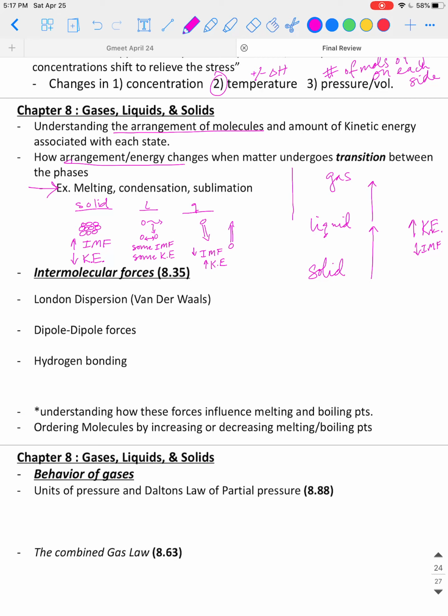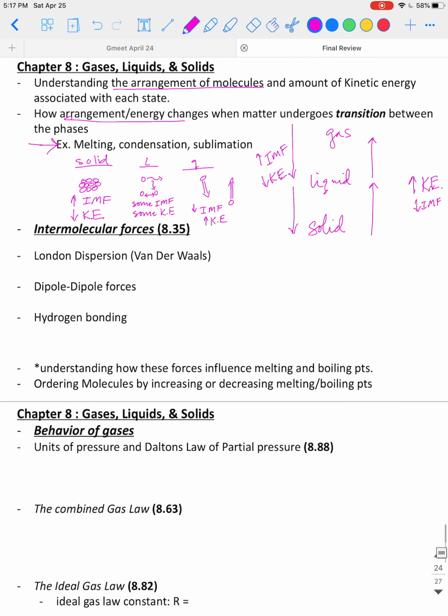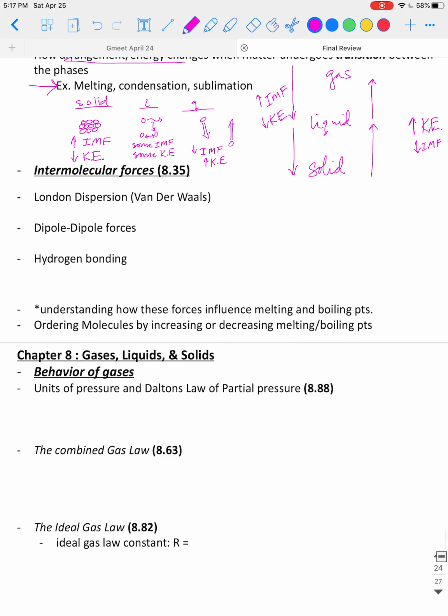So things like melting, things like evaporation. But as you go down from a gas to a liquid or a liquid to a solid, so condensation, freezing, you increase the amount of intermolecular forces between your molecules and you decrease the amount of kinetic energy of the molecules, okay? That's all I wanted to talk about, just understanding phases.